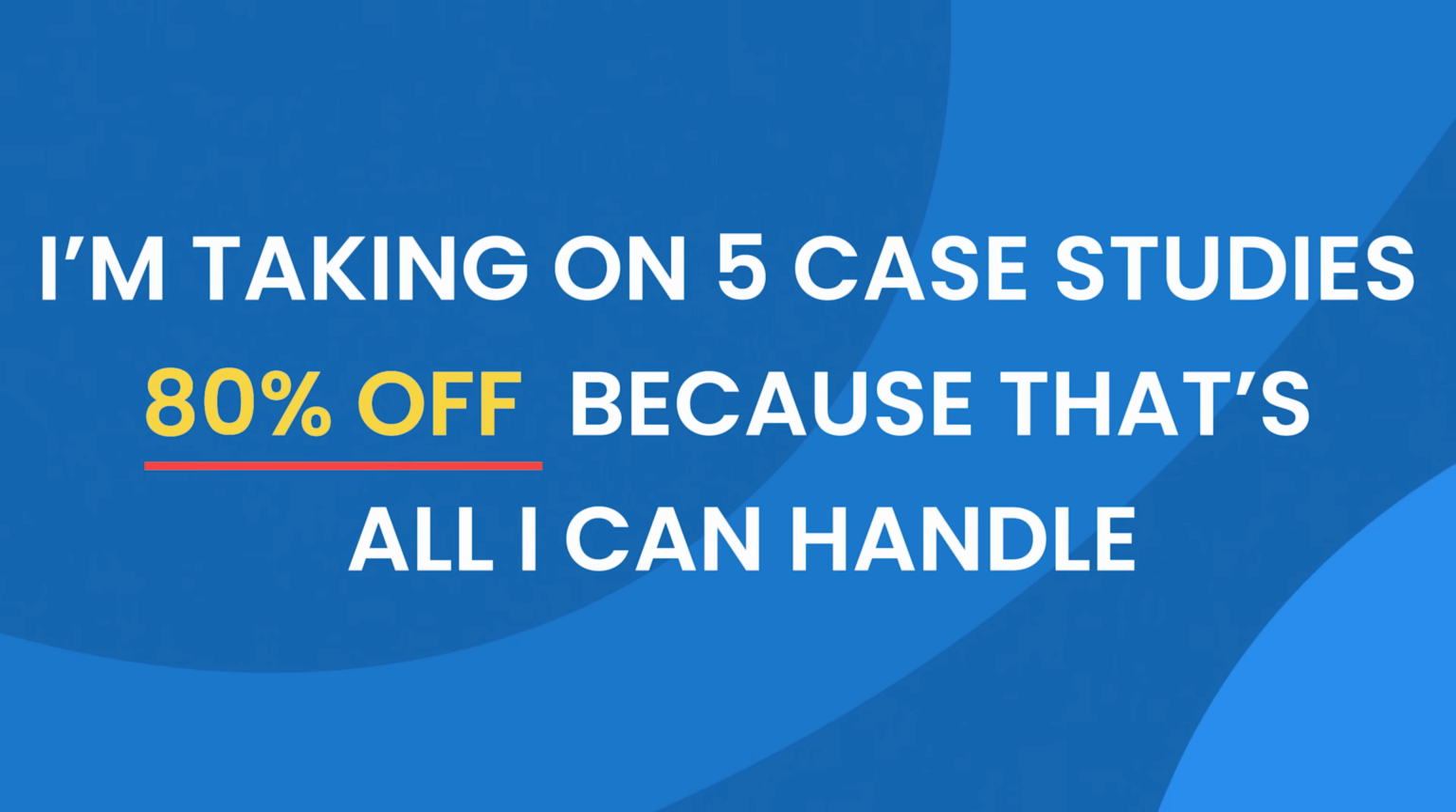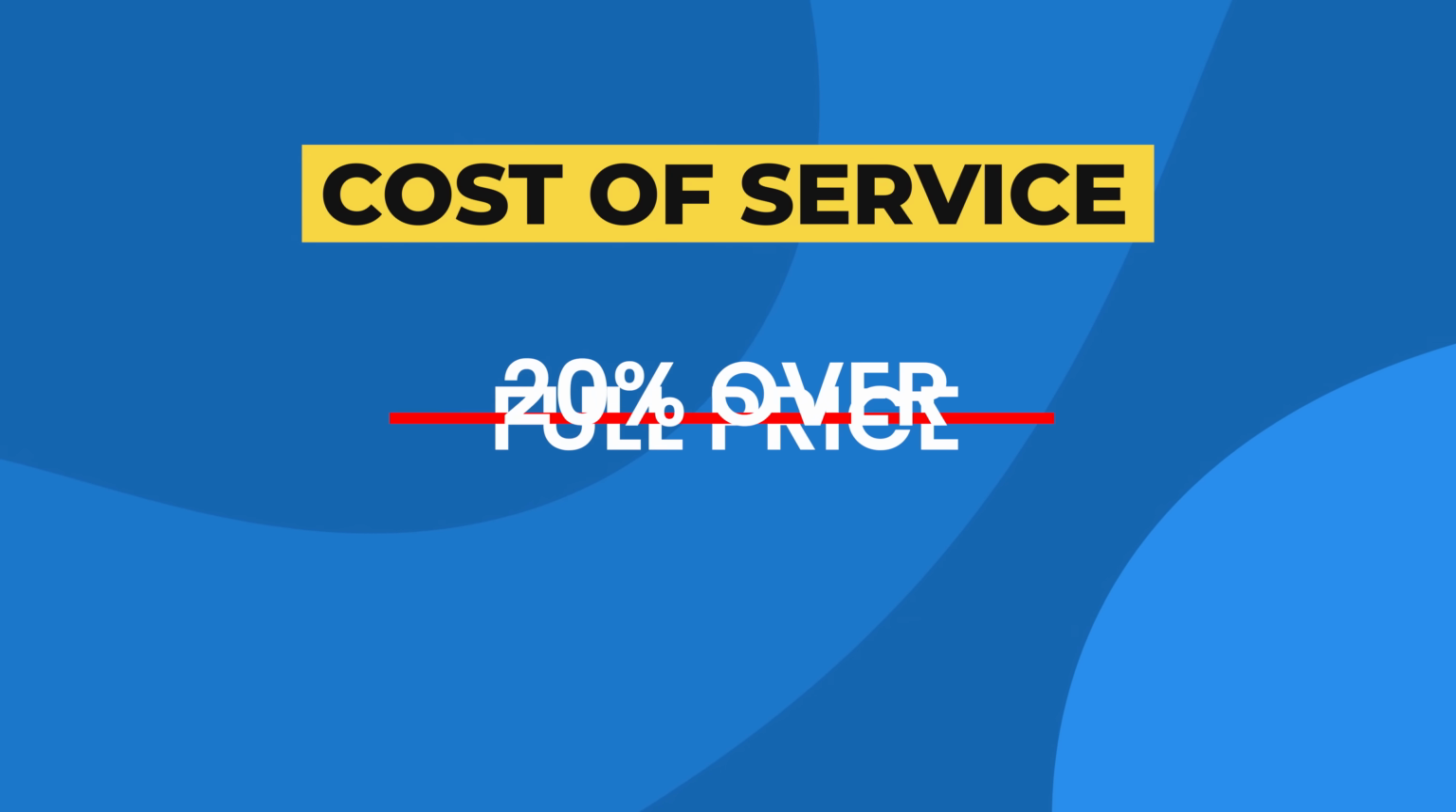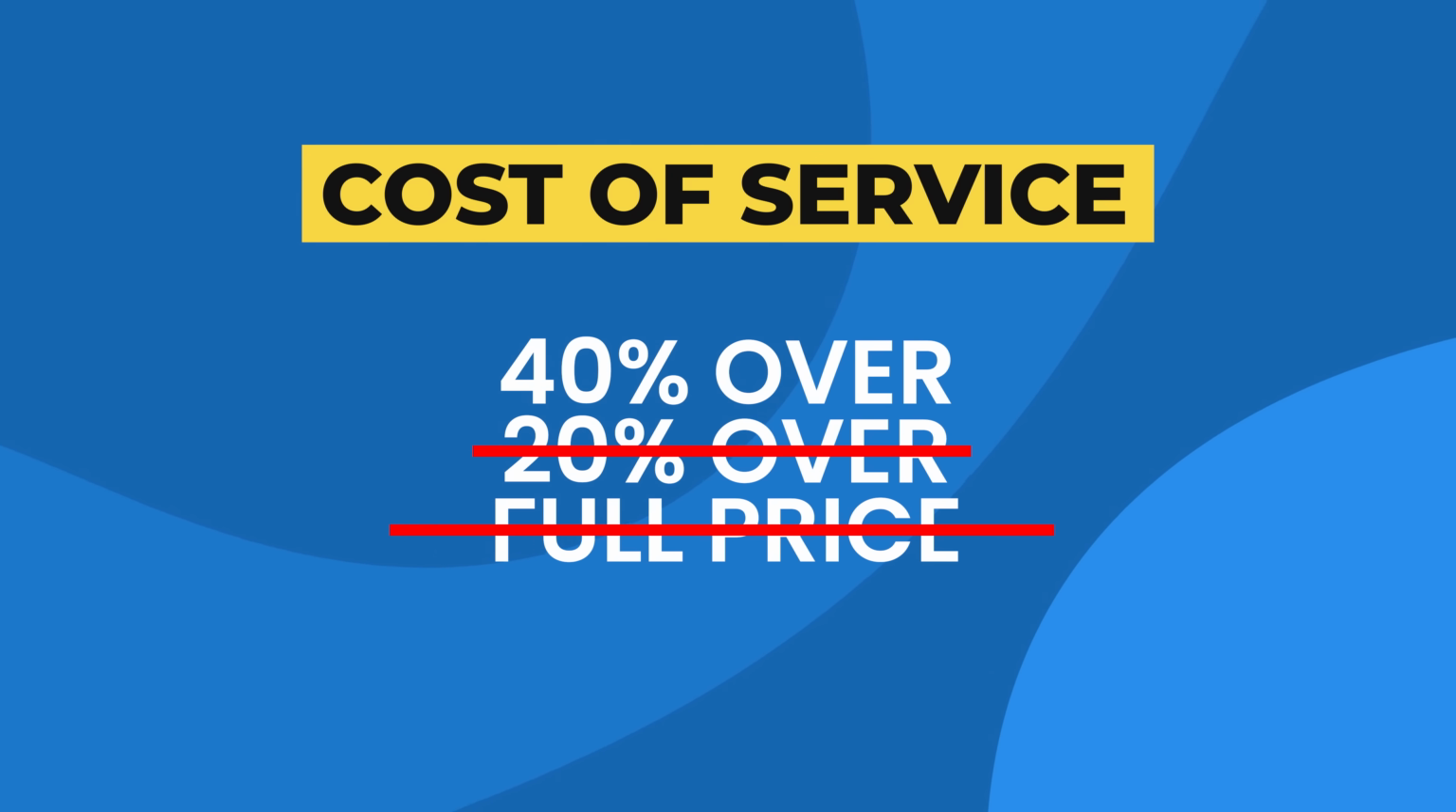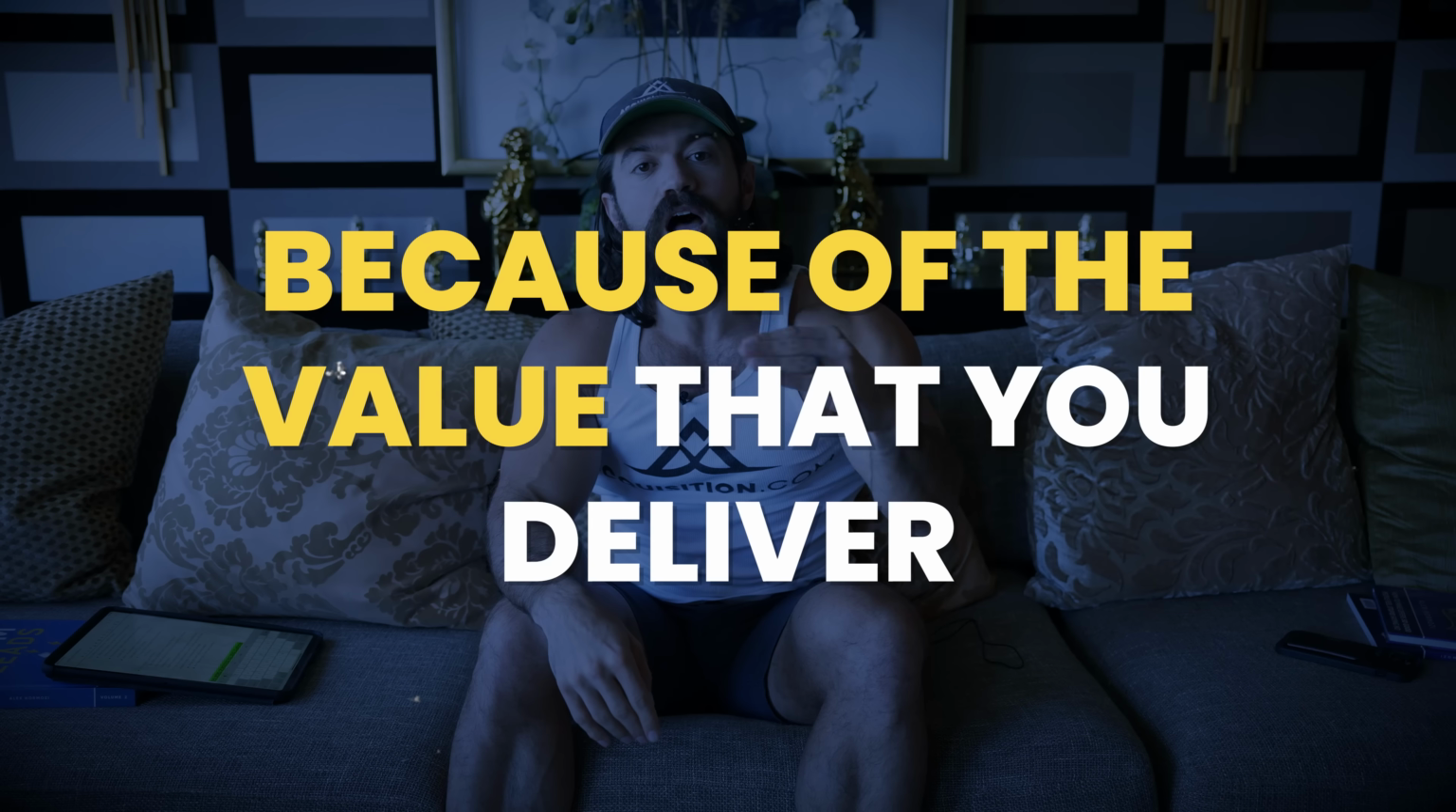What do you do after that? Change the 80% to 60%. After you get those 5, change to 40, then to 20. Then you're at full price. But guess what? It doesn't have to stop there. You can go 20% over. You can go 40% over that because there are no rules. And if at that point you're way better, you may merit that because of the value that you deliver.